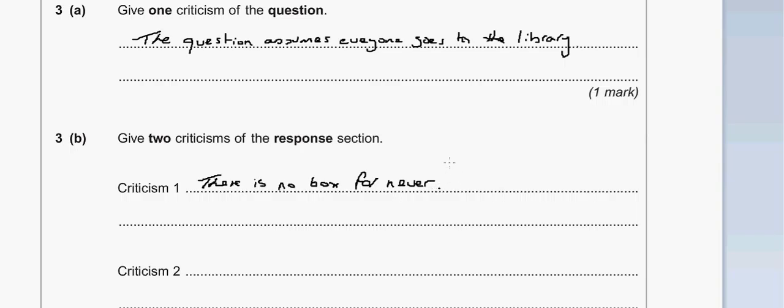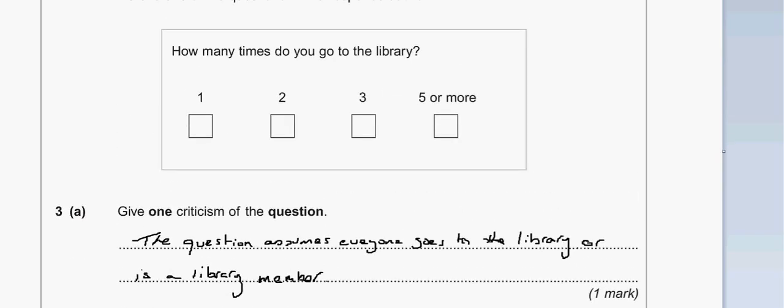Okay, now that also means that I can add a piece here. The question assumes everybody goes to the library or is a library member. Okay. Now the other thing is how many times you go to the library. So is that once a week, once a day, once a year, once a decade? So this has no relation to time.